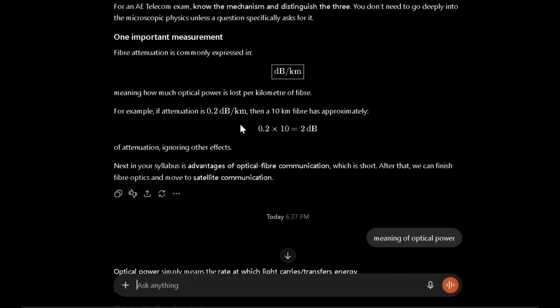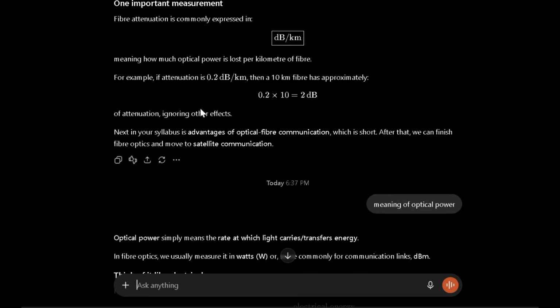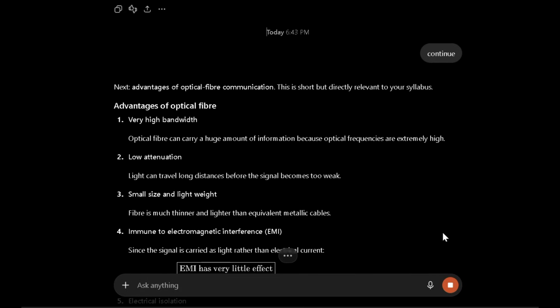One important measurement: fiber attenuation is commonly expressed in decibels per kilometer, meaning how much optical power is lost per kilometer of fiber. For example, if attenuation is 0.2 decibels per kilometer, then a 10 kilometer fiber has approximately 2 decibels of loss, ignoring other effects. Power loss is also known as attenuation.